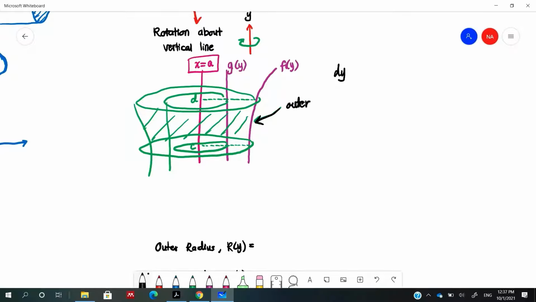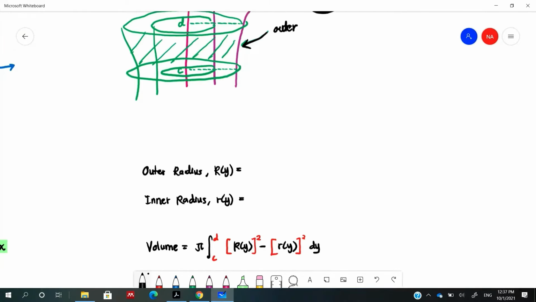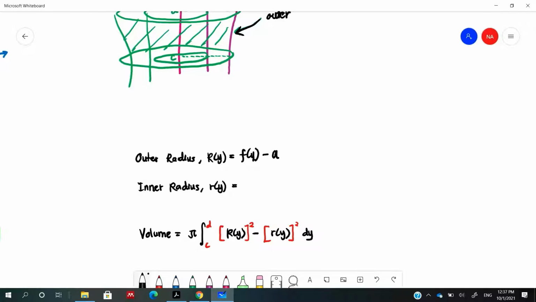So outer is given by f(y), because we integrate with respect to y. We rotate about the vertical line, which is parallel to the y-axis, so we should integrate with respect to y. The function should be in terms of y, so x is equal to f(y). So f(y) is the outer radius. We should subtract x is equal to a, the axis of rotation, so f(y) minus a.